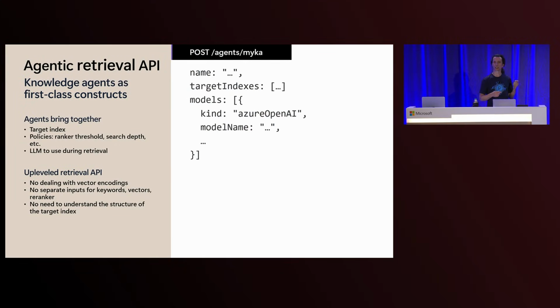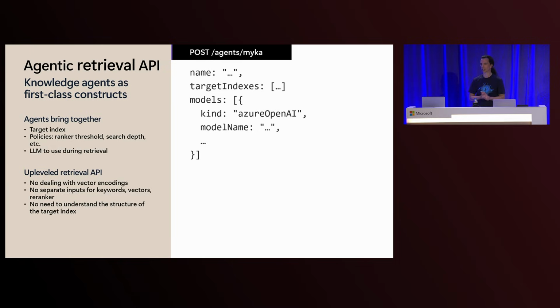Where in the past you would just say, here's the one index, and I want to go search it. In the context of agentic retrieval, what we do is we introduce a first-class construct that we call a knowledge agent. A knowledge agent allows you to describe where the data is that you want the agent to operate on, which model you want us to use for the reasoning steps, as well as a bunch of policy that controls how the agent behaves.